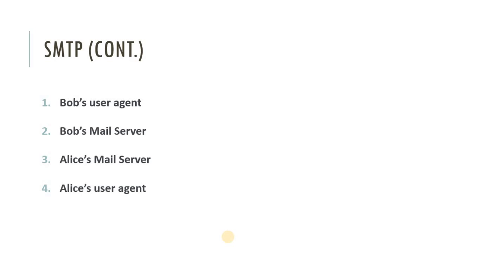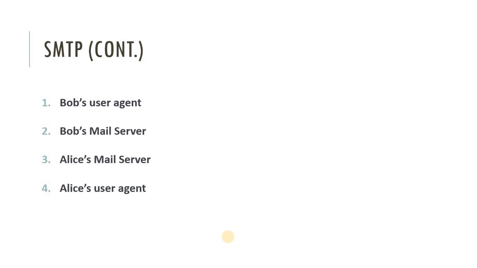First is Bob's user agent. This is an application running on Bob's laptop that he uses to compose, reply to, and read his email messages. Bob uses Apple's mail app on his Mac as his user agent. If Bob wants to read his email messages, his user agent fetches them from Bob's mail server, which I will explain next. If Bob wants to send an email message, he composes the message on his user agent and then pushes it to his mail server to be delivered to the right recipients.